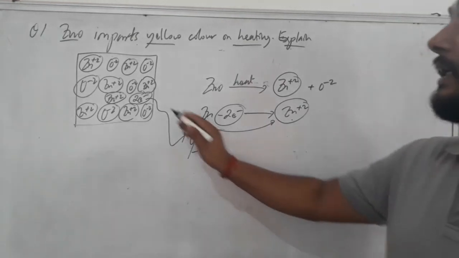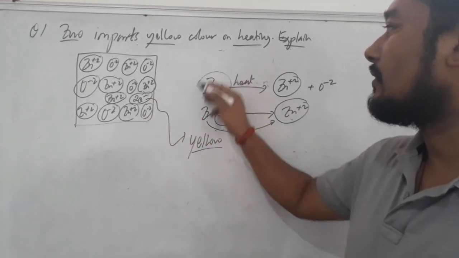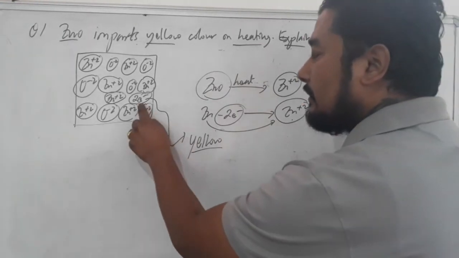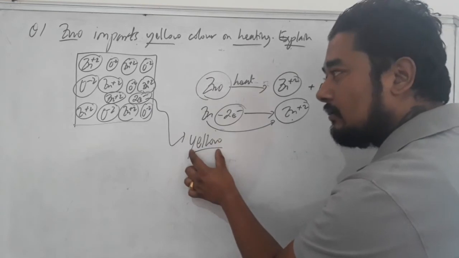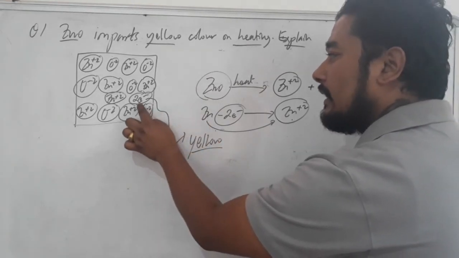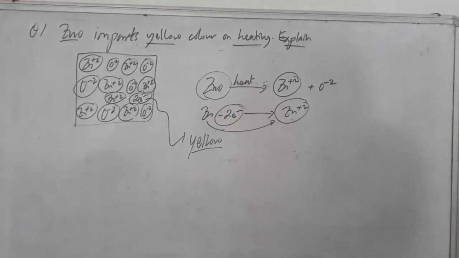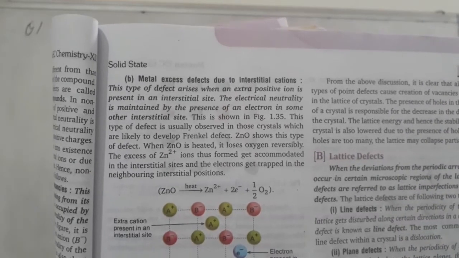Not only that, it enhances the conductivity of zinc oxide. So this electron helps in two things. One, it makes zinc oxide yellow in color. Not only that, it enhances the electrical conductivity of zinc oxide. So for this question, students, you can make this diagram, and for the answer I am giving you here, you can see in part B. If you want, you can take a screenshot of this. I think now it's fine.